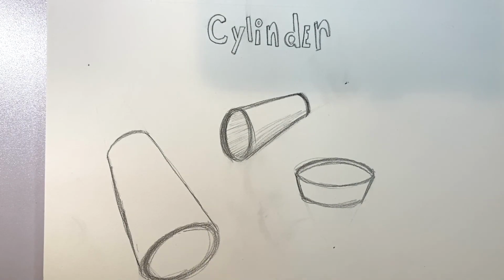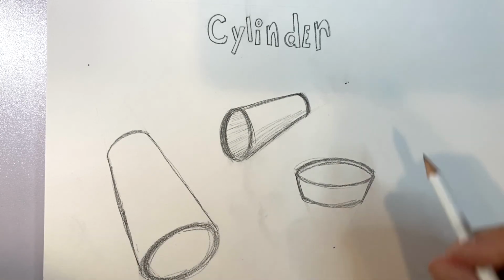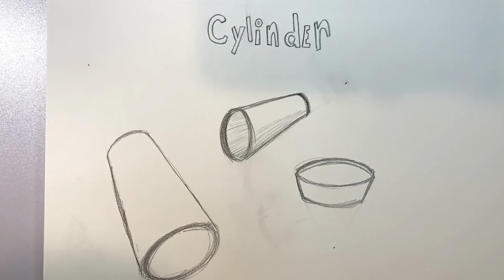So I want you guys to draw these cylinders in your sketchbook, get that practice in, do a few more, switch around the vanishing points to different areas and practice drawing those as well.